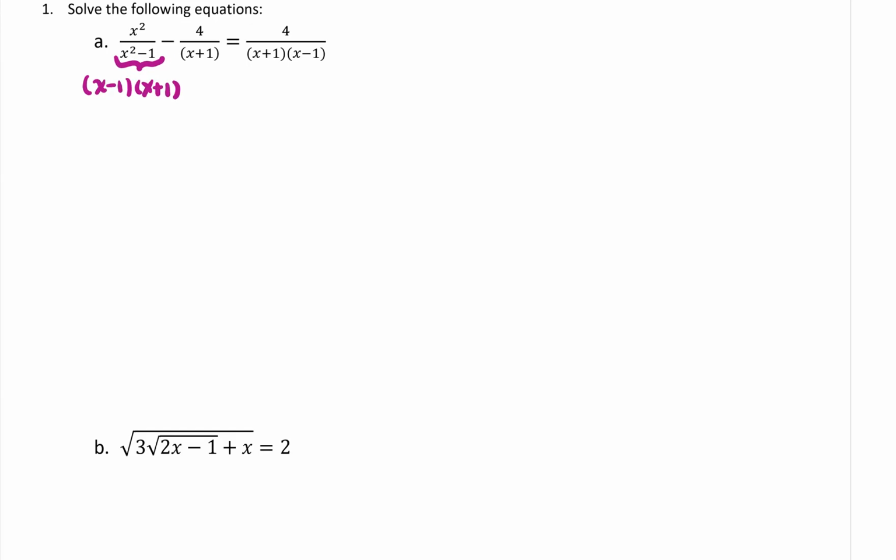Because this is an equation, we can get rid of our fractions by multiplying through by our least common denominator of all the fractions within the equation. We want to multiply everything through by our LCD. Our least common denominator is x minus 1 all times x plus 1.